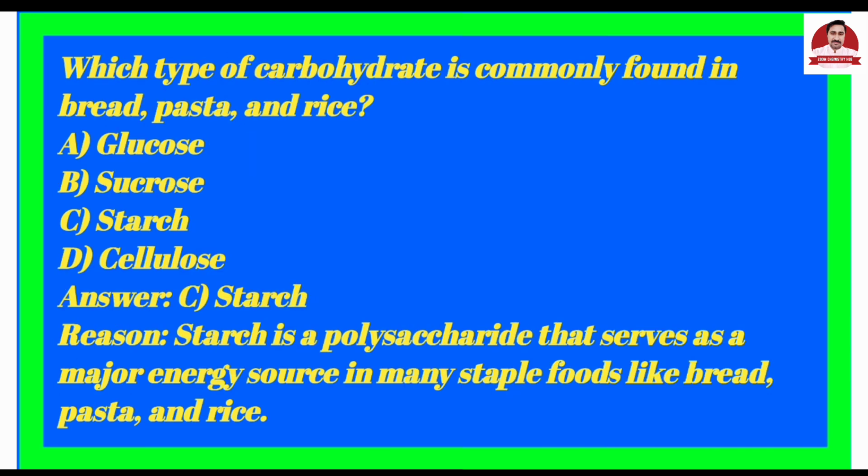Next question. Which type of carbohydrates is commonly found in bread, pasta and rice? Option A, glucose. Option B, sucrose. Option C, starch. And option D is cellulose. And the correct option is option C, that is the starch.